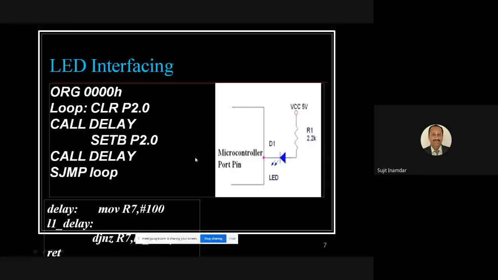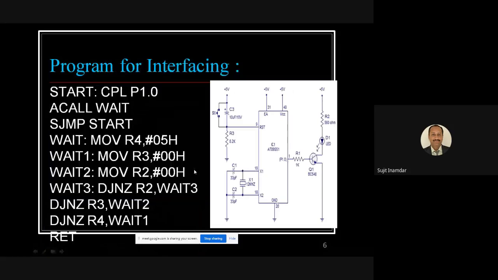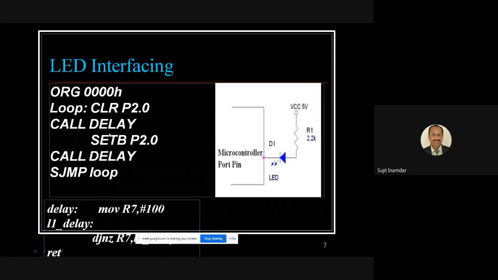Come back. So this is the simple way of writing the code and getting it understood. As compared to the last one, do you not feel that this is a very simple way of writing the code for 8051?